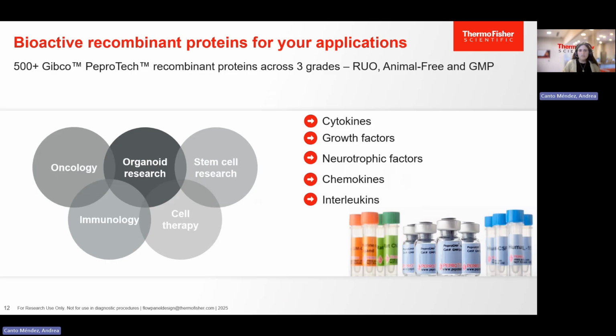In this regard, at Thermo Fisher Scientific, in the Gibco and PeproTech brands, we have multiple recombinant proteins across 3 different grades. We have options for research use only applications, animal-free, and GMP. And this covers, as you can see here, an extensive amount of applications such as oncology, organoid research, immunology and cell therapy, as we saw before, and also stem cell research. And here you can find multiple types of proteins. You can find cytokines, growth factors, neurotrophic factors, chemokines, or interleukins. So there is a very broad menu to address multiple types of experiments.